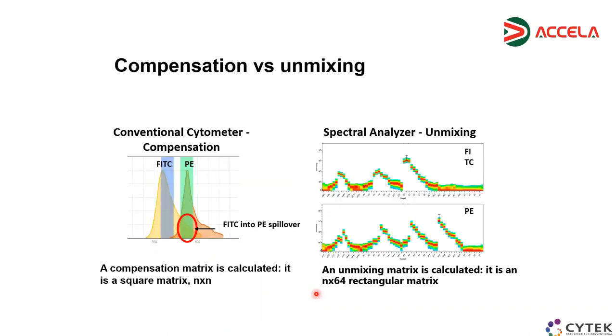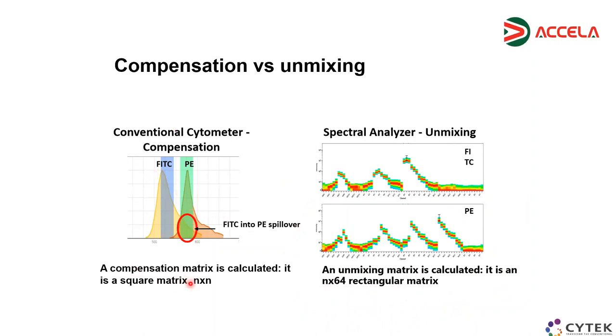What is the difference if I would compare compensation and unmixing? As I mentioned, the practical aspects are quite similar, but the unmixing is using a more accurate matrix, because it's calculated on the 64 fluorescent channels if I consider the 5 laser instrument.